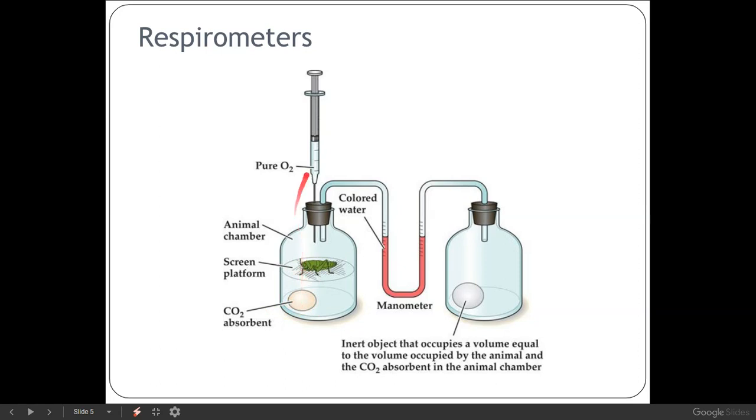And the reason we're doing this is because what we're trying to establish is how much oxygen is being taken in by our organism. We also have a control setup which will usually contain some kind of object which takes up the same volume as the animal and the CO2 absorbent in the animal chamber, and that allows us to compare, essentially controlling one of the specific variables. So the use of a respirometer is essentially looking at the rate of respiration, so how fast that oxygen is being taken in by the organism.